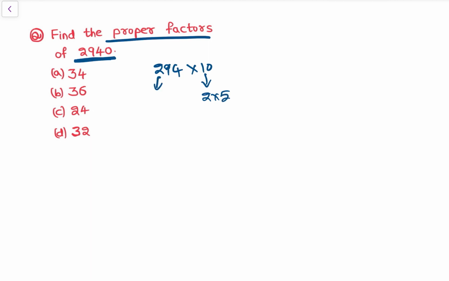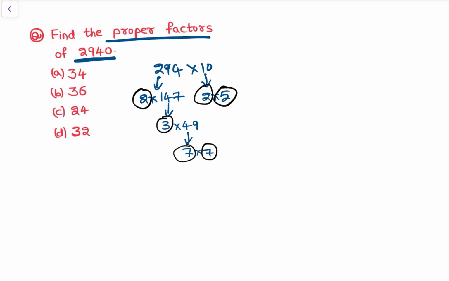ठीक है, so 294 can be written as 2 into 147. 147 can be written as 3 into 49. 3 7s are 21, so 49 can be written as 7 into 7. So ये हो गया. So now let's take prime numbers. 2 is prime number, 3 is prime number, 7 is prime number, 2 is prime number and 5 is prime number. So basically we need to write down all these: 2 into 3 into 7 into 7 into 2 into 5.